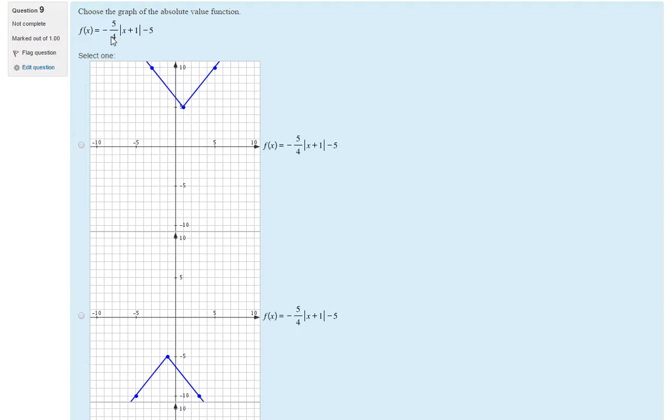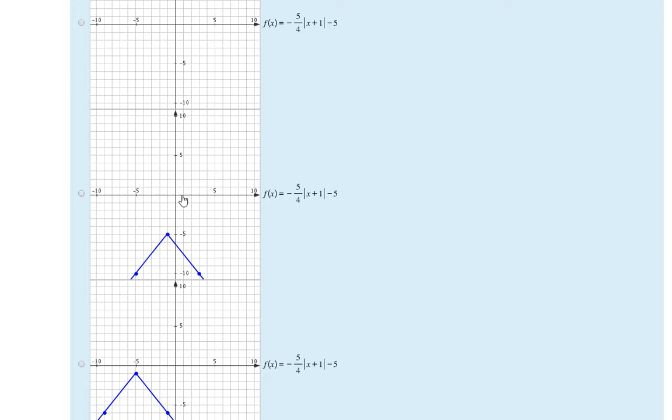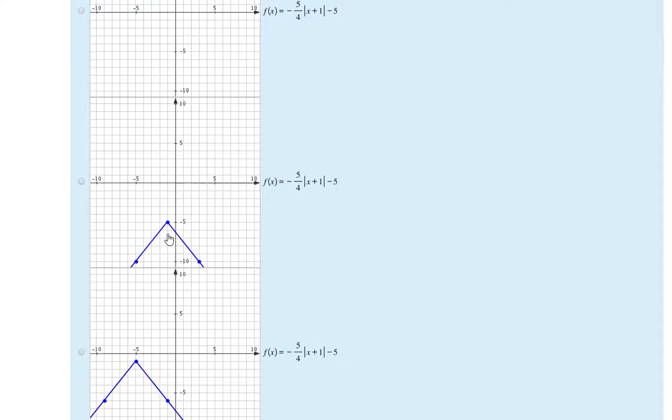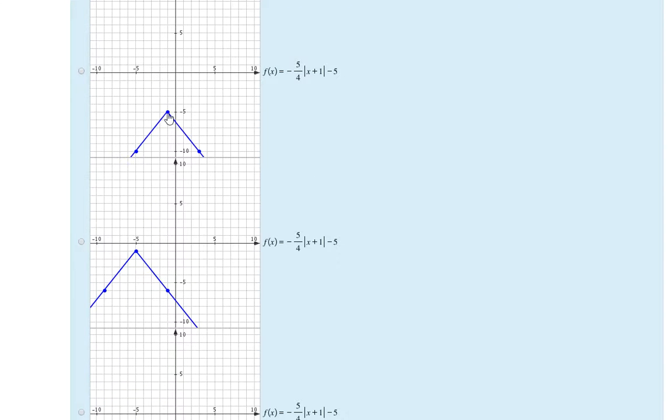a is -5/4, h is -1, k is -5. So we've got to go left 1 and down 5. So that looks good. Left 1, 1, 2, 3, 4, 5. And the slope has to be -5/4. Let's check it. So I've got to rise by -5, 1, 2, 3, 4, 5, and run by 4, 1, 2, 3, 4. So that fits.